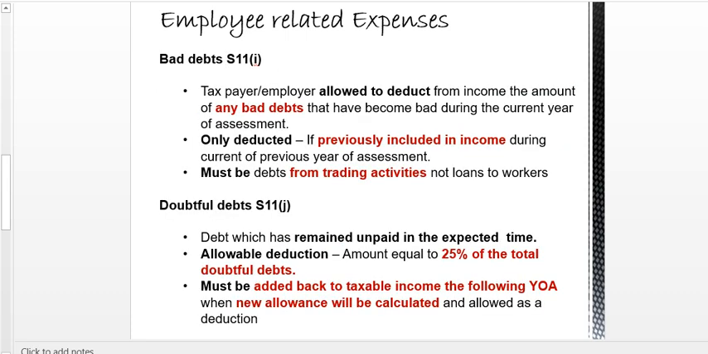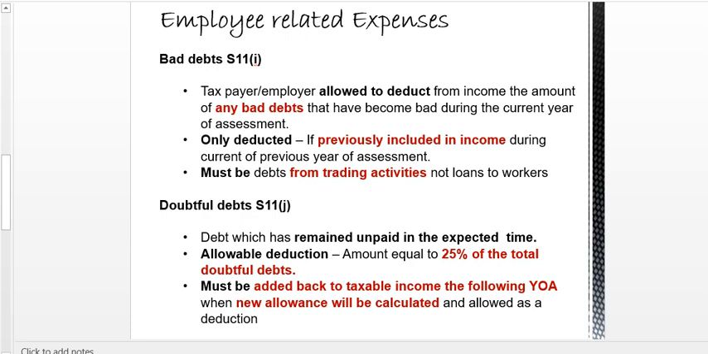Okay, so other employee-related expenses are bad debts. That's in terms of section 11I. So that's any of the employer's debtors who do not pay back the money they owe, and where you know that you will not be able to recover this money. That's bad debts, and you may deduct that amount. But it's only deductible if it was previously included in income during the current or previous year of assessment. So that's important. You have to have included it as your income.